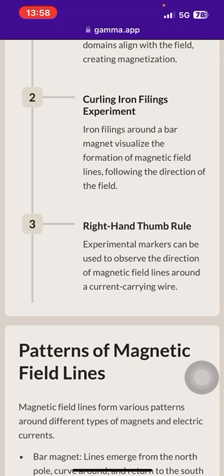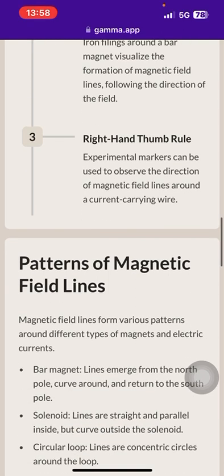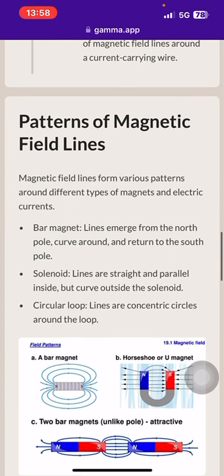To give particular directions of the magnetic field and the corresponding electric current, there are some rules, the right hand thumb rule and the left hand thumb rule. So what are the patterns of magnetic field lines?